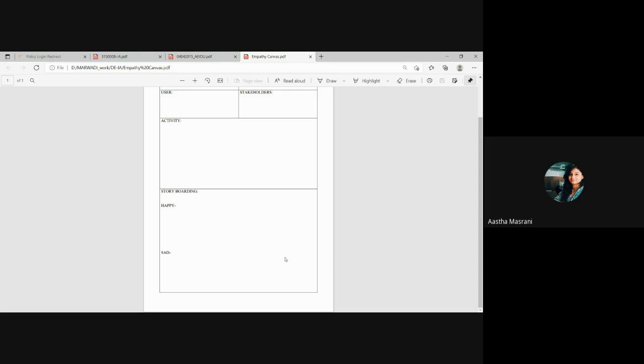The empathy canvas you need to submit by next week. Within 2 days, you need to submit it to me over Google Classroom. And then in the next week, you will be submitting it on the GTU portal.